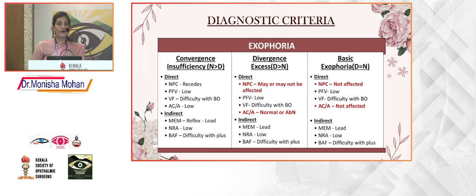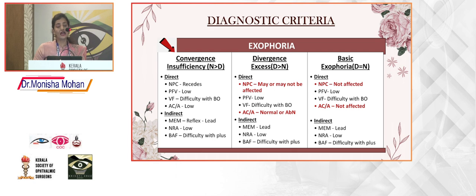So both convergence insufficiency and convergence excess are the most common ones. Let's just discuss briefly on that. So convergence insufficiency, where you have near more than distance. So convergence is an issue, your NPC is going to recede. Then they would have difficulty with base out prism, so your positive fusional convergence is going to be low. Convergence facility, again, they will have difficulty with base out, but they're okay with base in. And then the AC/A ratio is going to be low.